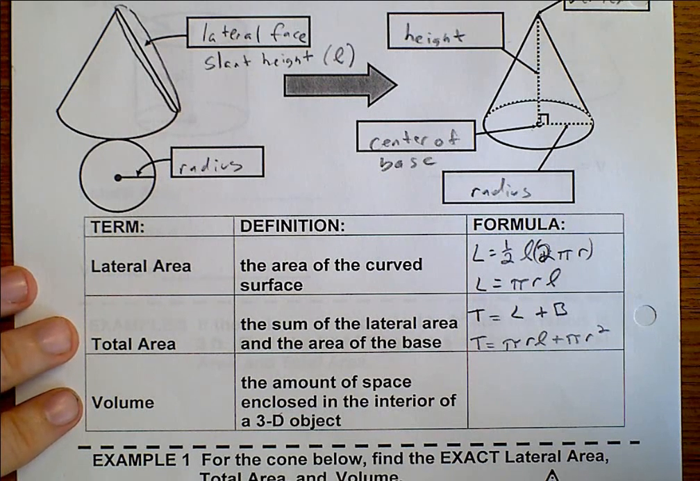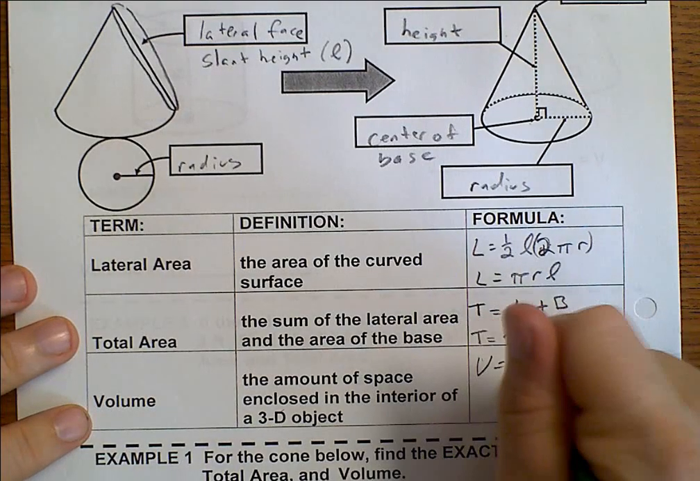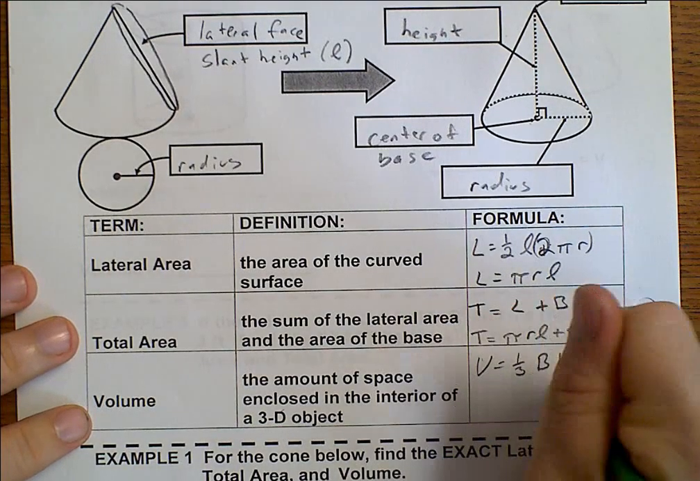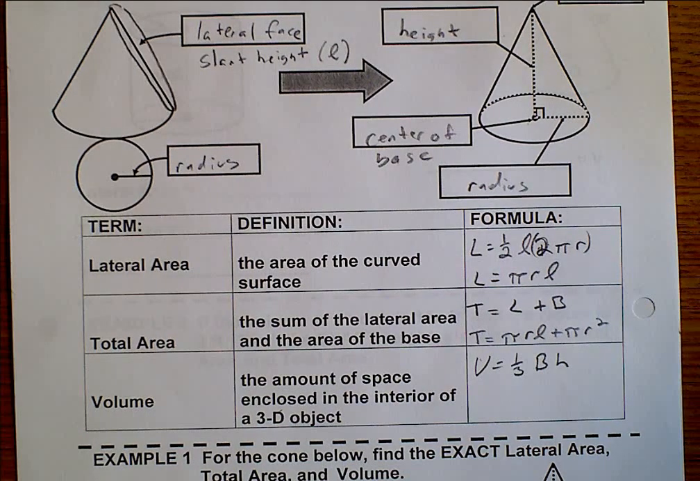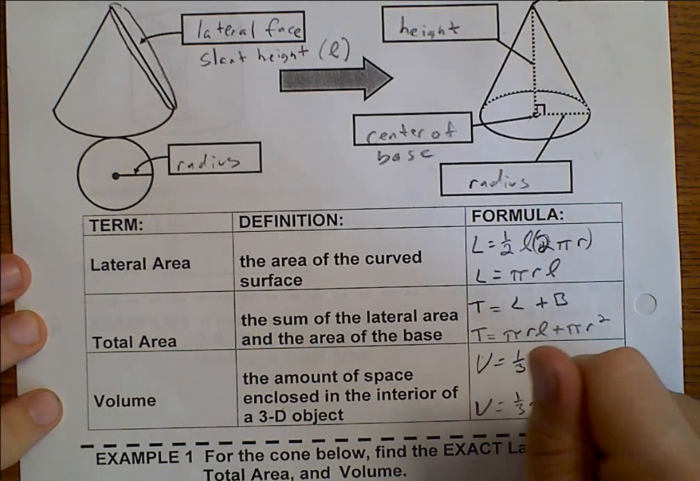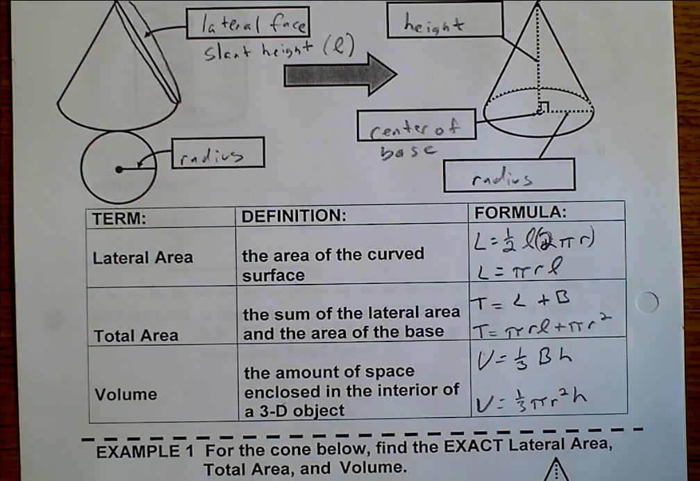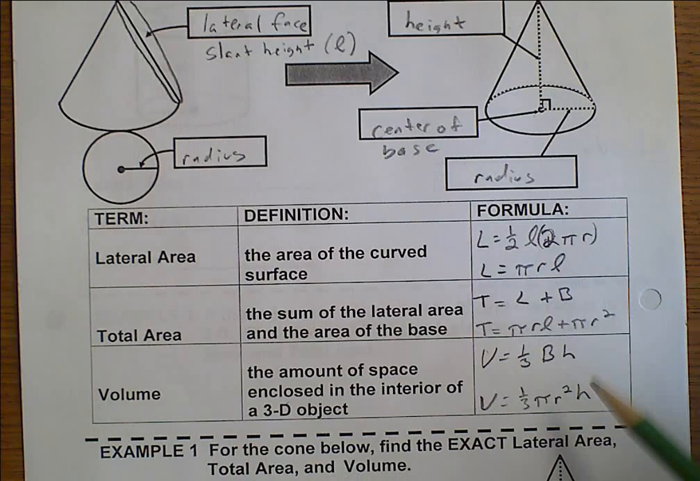And now our volume would be 1/3 of the area of the base times the height. So the volume equals 1/3 pi r squared h. So here we're going to need both the slant height and the regular height.